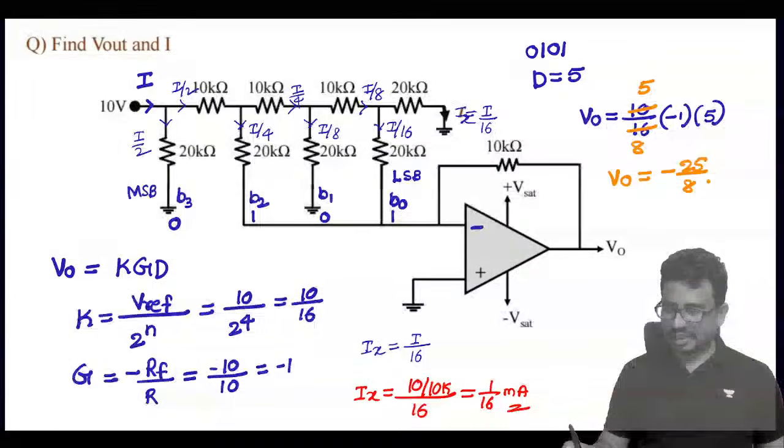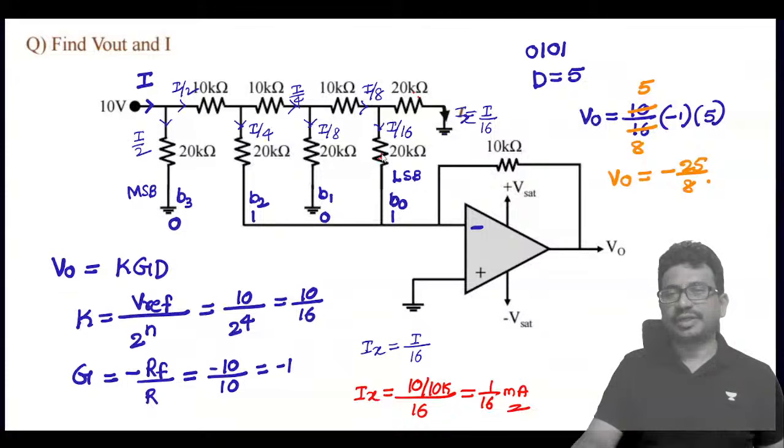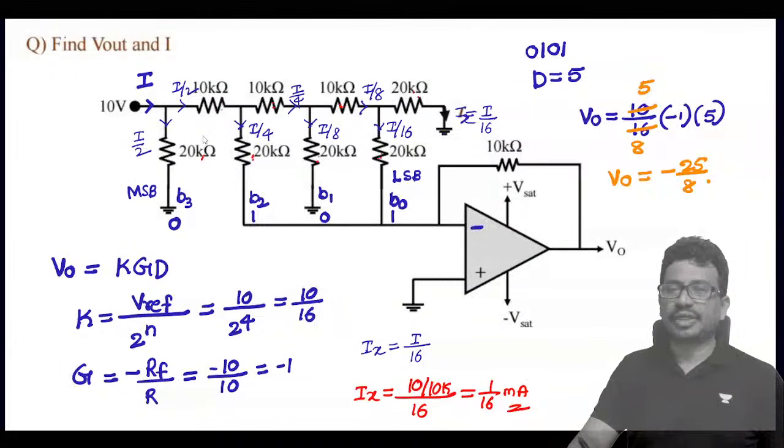Equivalent resistance calculation, you understood. So 20, 20 parallel becomes 10. 10 and this is 20. Again 20, 20 parallel is 10. Again 20, 20 gives 10. Again 20, 20. Overall it will become 10.